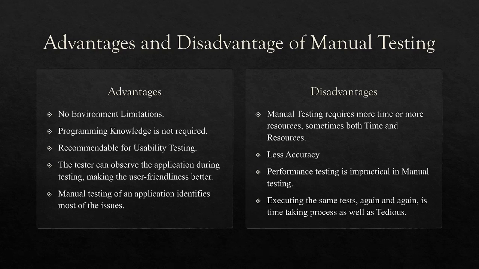Coming to the disadvantages of manual testing, manual testing requires more time, more resources, sometimes both time and resources, to perform testing. Manual testing is basically performed with less accuracy. Performance testing is impractical, and executing the same test again and again is a time-taking process. It is also a tedious task to perform by a software tester.